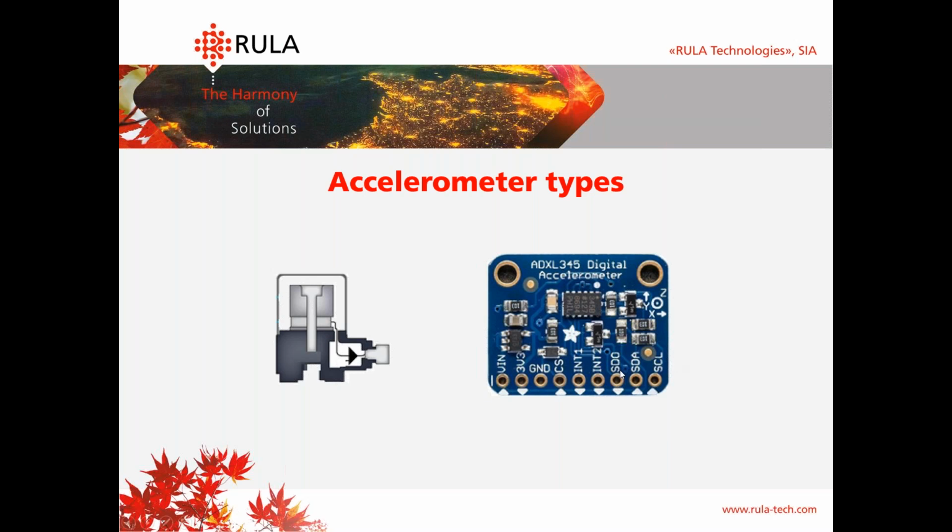And the second type is called microelectromechanical accelerometer, or we call it MEMS. It has a narrow frequency range, from rather low frequencies up to 3 or 4 kilohertz, and it is usually used when we need to measure really low frequencies like 0.1 hertz or so.